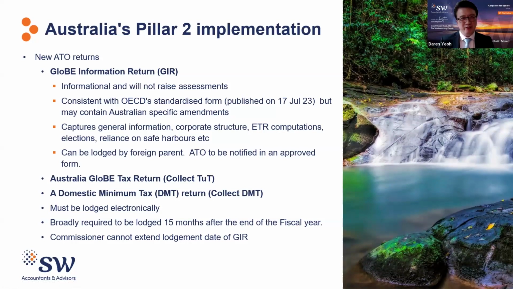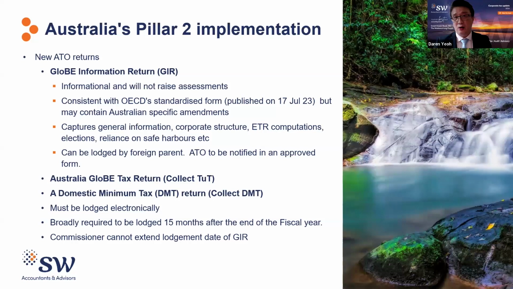It captures general information, including your corporate structure, and can be lodged by the parent, and then the ATO is notified of that lodgement. There's a GloBE Tax Return, which collects any top-up tax payable, and you need to lodge it even if your top-up tax is nil. And the Domestic Minimum Tax Return collects the domestic minimum tax.